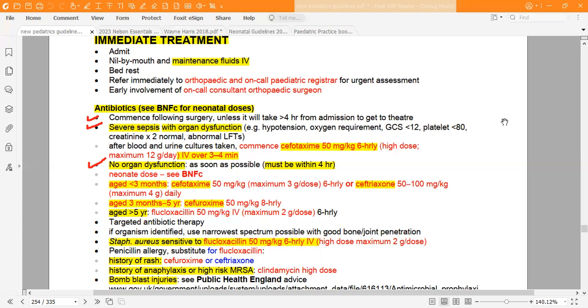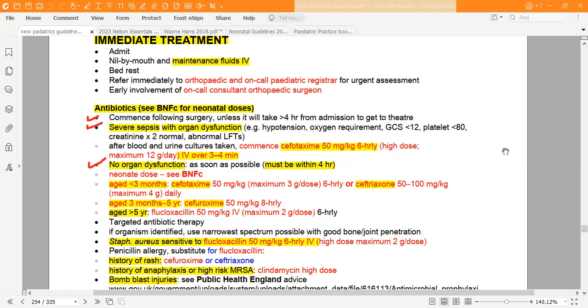So that's if we have a severely toxic patient with organ dysfunction and septic shock as well: hypotension, low Glasgow Coma Scale, low platelets, high creatinine level, and abnormal liver function tests. After taking blood and urine cultures first, you start cefotaxime 50 milligrams per kg 6 hourly, IV over 3 to 4 minutes. If there is no organ dysfunction, as soon as possible, must be within 4 hours.